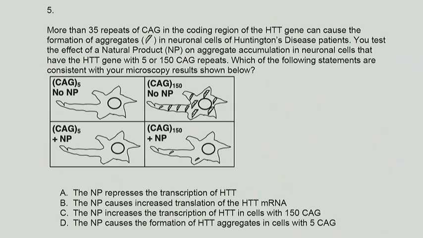If B were to be true, we would see much more aggregates in the plus natural product condition. It's saying the NP causes increased translation of the mRNA. If the NP was increasing translation, there would be more of the protein, and you would get more of these aggregates. But instead, what we're seeing is we get less when we add the NP. So B is inconsistent with those results, for the 150 specifically.